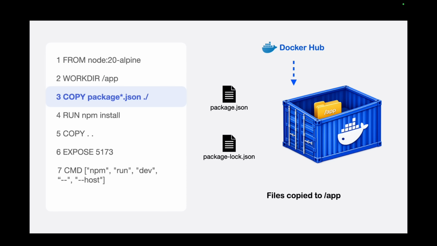Now the next step is COPY package.json ./. Over here we are going to copy package.json and package-lock.json from our local machine into the container's current directory, that is /app. Now you can ask me why we are only copying package.json and package-lock.json and not the entire folder structure. It's a small optimization so that Docker can cache the dependency installation layer, and if later we change the React code, Docker won't reinstall all the packages.